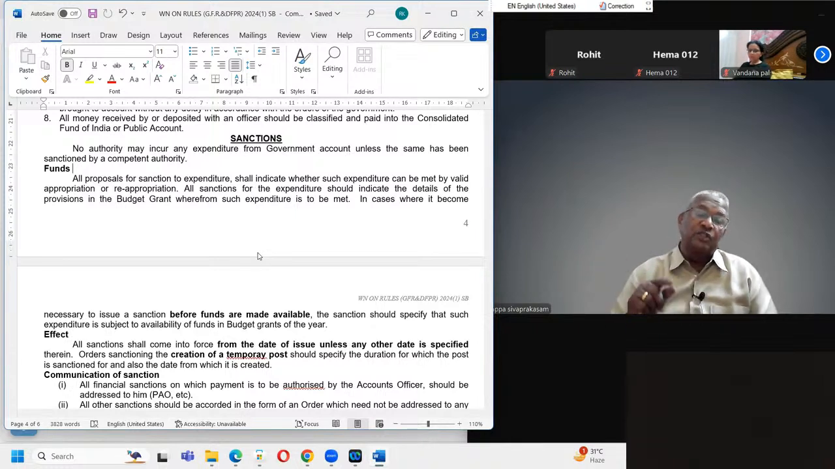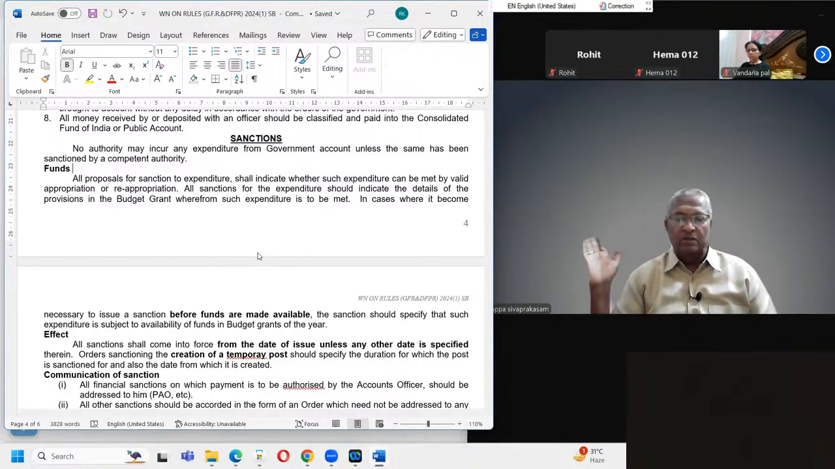Otherwise, it is printed in my book, on the last page perhaps. How a financial sanction is issued, on which payment has to be made by the pay and accounts officer directly to the state government or whatever it is. In such a case the order has to be addressed to the pay and accounts officer. So a specimen is given there. Otherwise, you can go to Google and get it. In any case, I'll give you a copy of a specimen of such an order before the class is over.